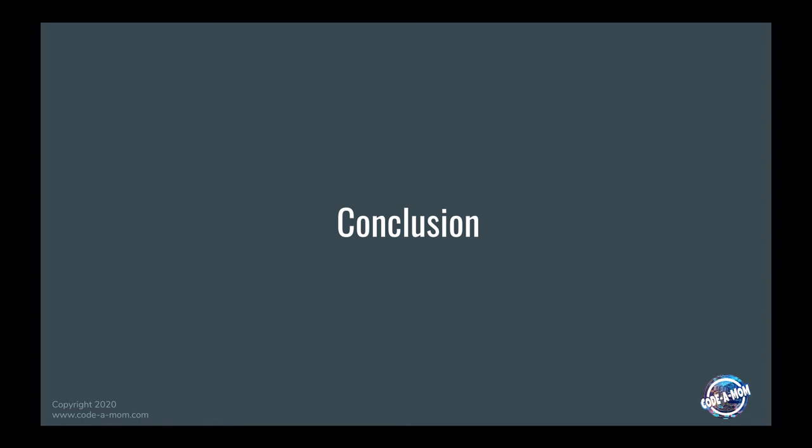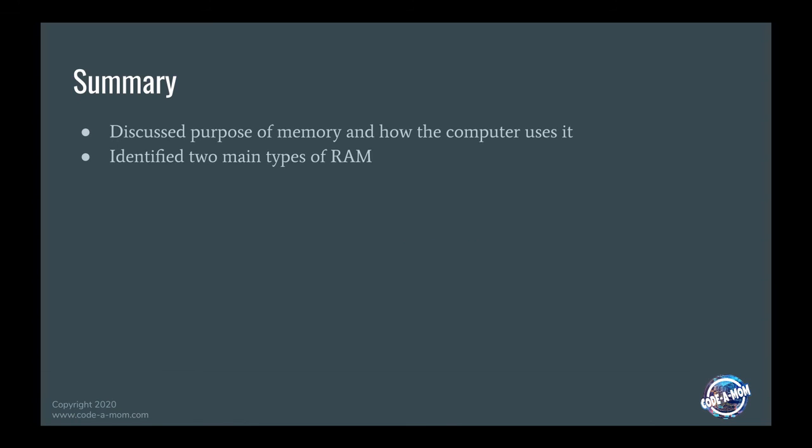So that's it for this video. I just wanted to give you a basic overview of what memory is and a high-level picture of how it works. And so that's basically what we did. We just talked about the purpose of memory, how the computer uses it, and the 2 main types of RAM in your computer. DRAM is what you can replace. SRAM you cannot touch because it's included in the CPU core package.